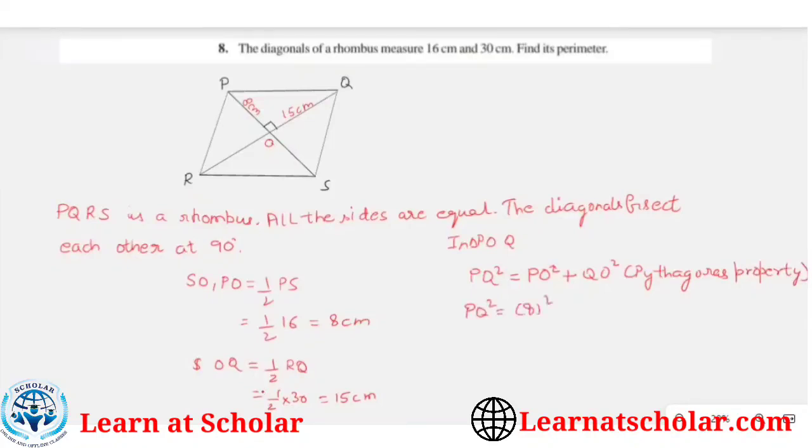We have to find out the value of PQ, one side of a rhombus. PO and QO both are given, so the value of PQ will be equal to the square root of 289, that is 17 centimeters.